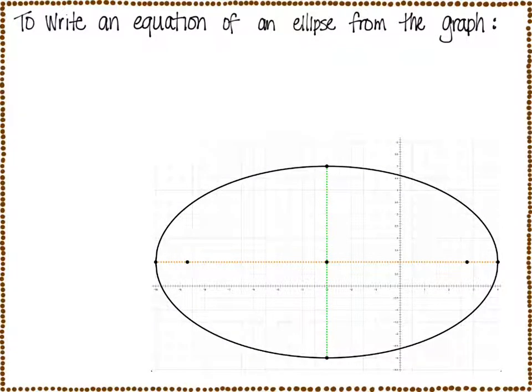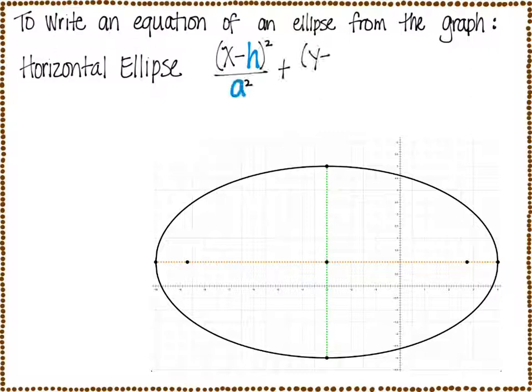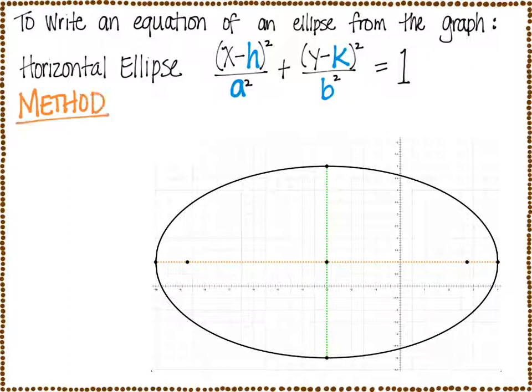We're going to look at how to write an equation of an ellipse from the graph given. So first of all, we have to look at the ellipse, and we notice that it's a horizontal ellipse, and so therefore we're going to use this formula. The method will be then to find our h comma k, our center, and find these distances a and b.